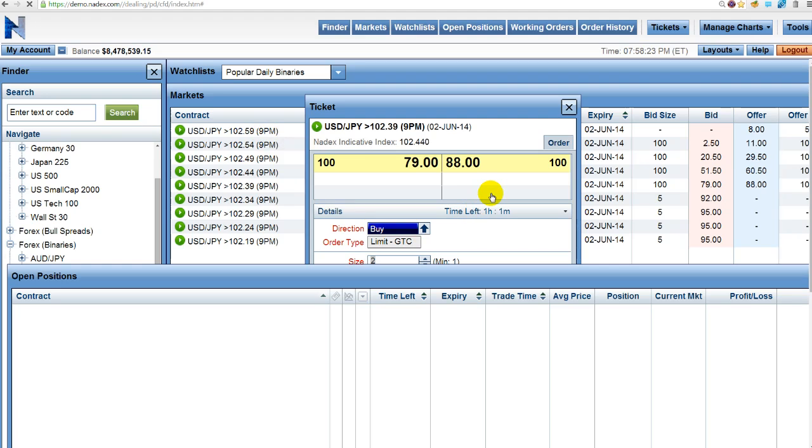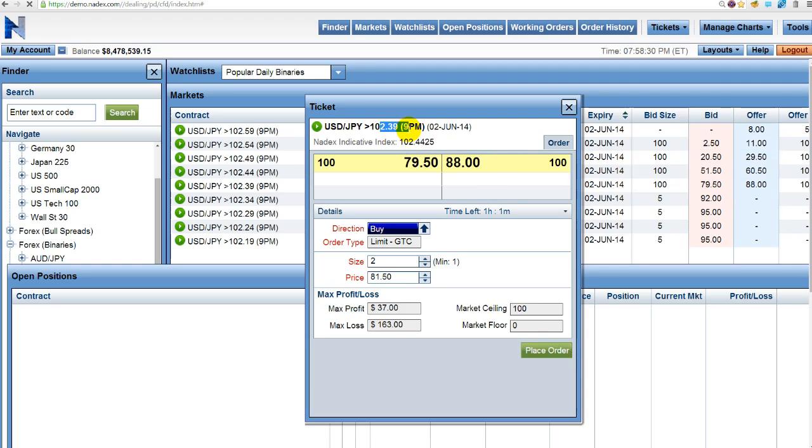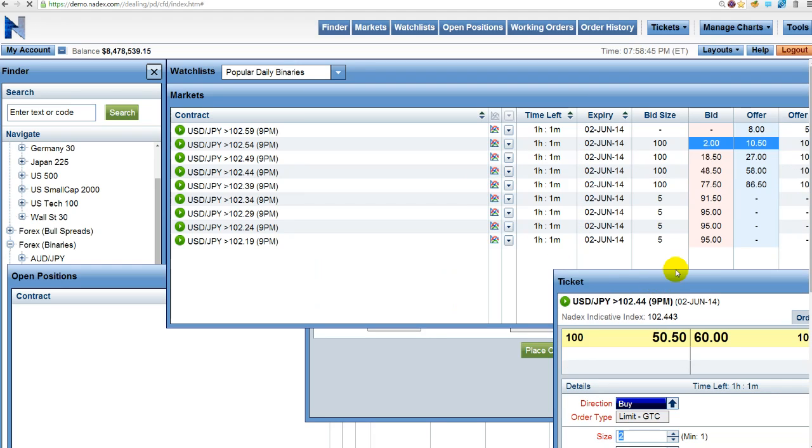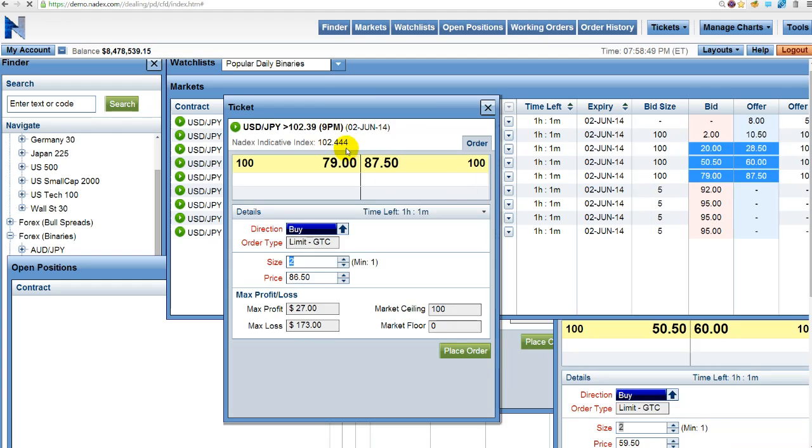So the cool thing about that is if I buy a contract and the market moves, if it's already in the money, like 102.39 here, if US yen goes up, will I be profitable at expiration? We can look at the 102.44. It's barely in the money. We'll come back to that in a second. So if I buy the US yen 102.39, the market's at 102.44. If the market goes up, will I be profitable as of expiration?